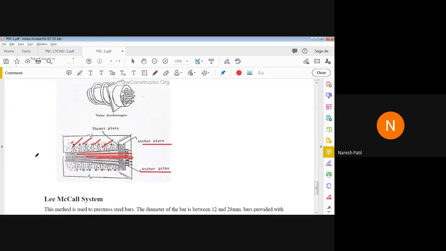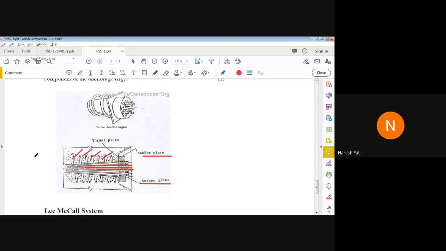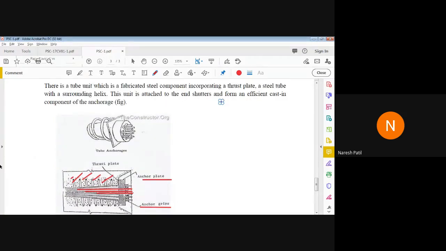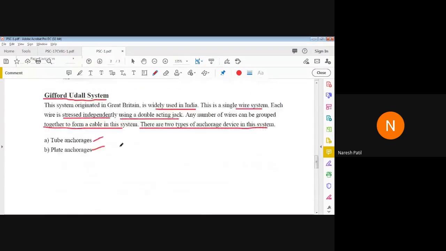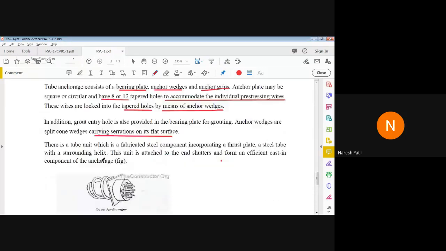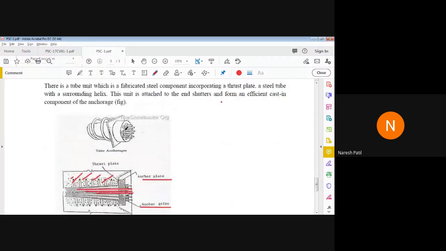You can see here, the cables are stretched independently using the double acting jack. So here you can see the number of cables are there. Those cables will be stretched independently. A single cable will be stretched and it will be locked. That's why it is used in India.